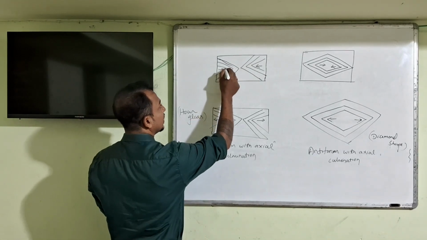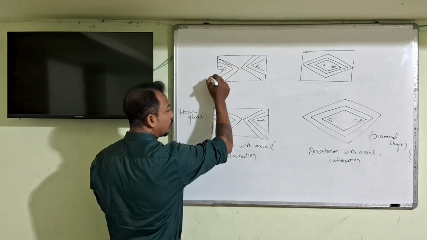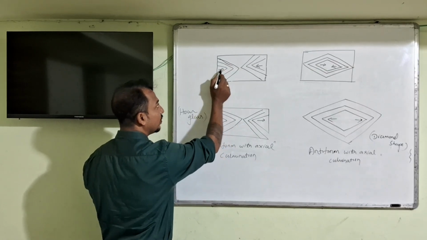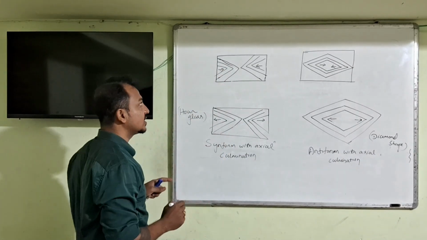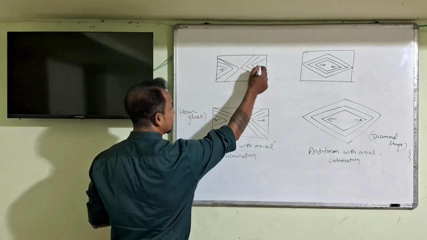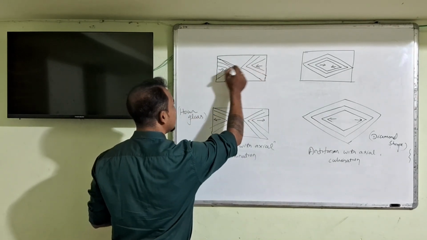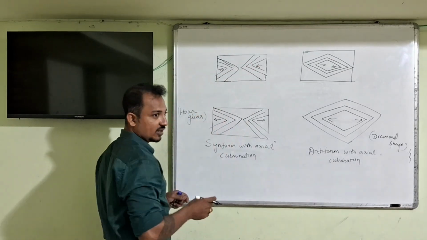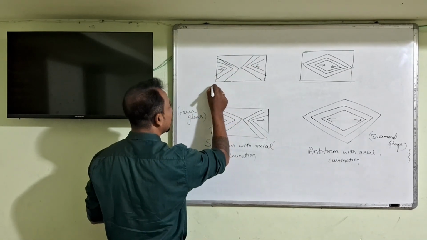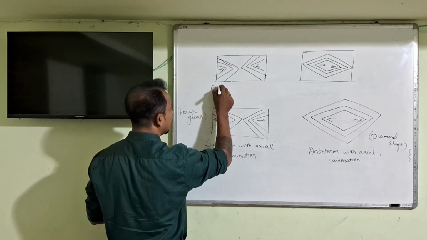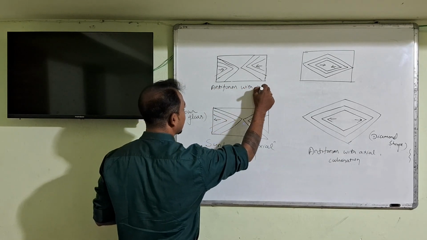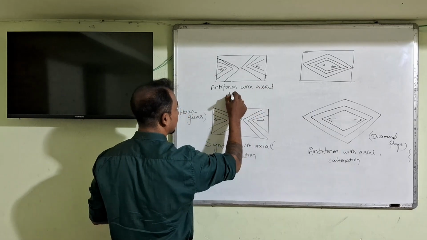Now here the outcrops are closing in the direction of the plunge, which means it is an antiform. And along this fold axis, the plunge is dipping towards each other. The plunge towards each other means it is a depression. So antiform with axial depression.